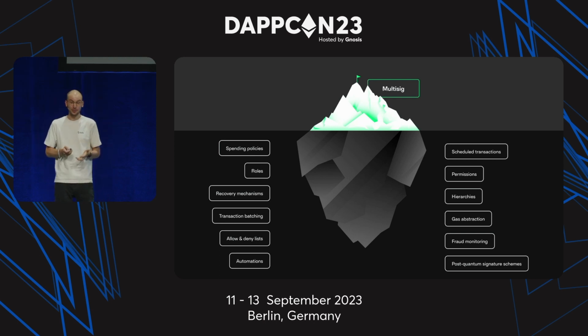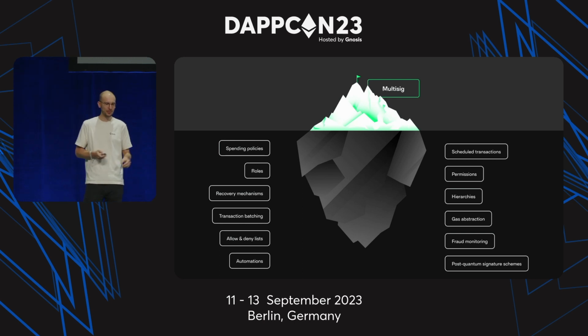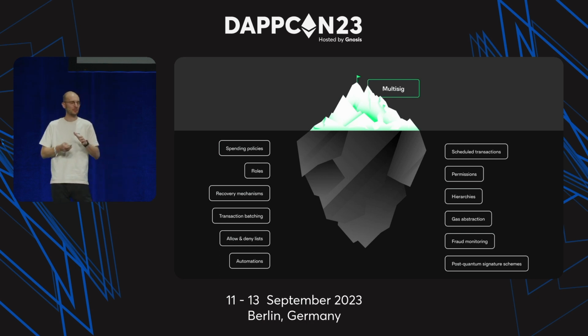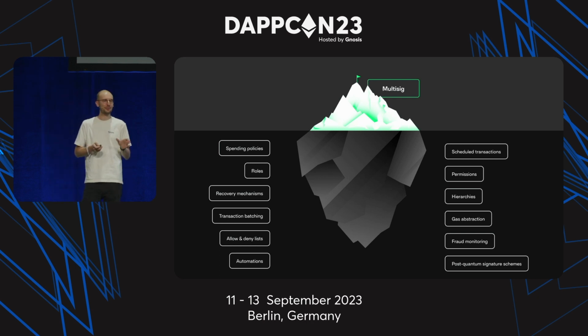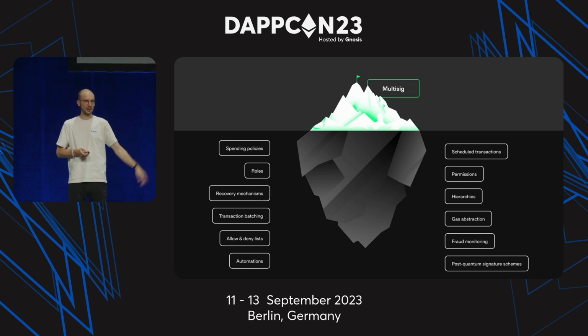Our killer feature here with Safe has been the multisig. So essentially, as a group of people, you can together create a Safe, and then depending on what you want, a number of people are required to authorize transactions. This is how we got traction. This is how we got product market fit. This is how the Safe got popular. Safe enables so much more, though.